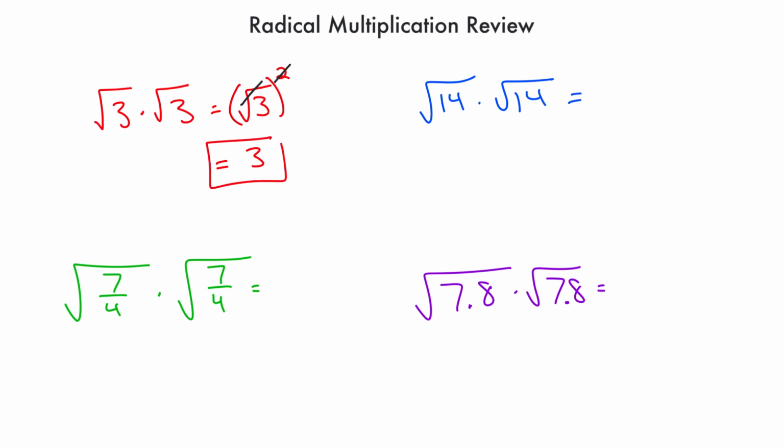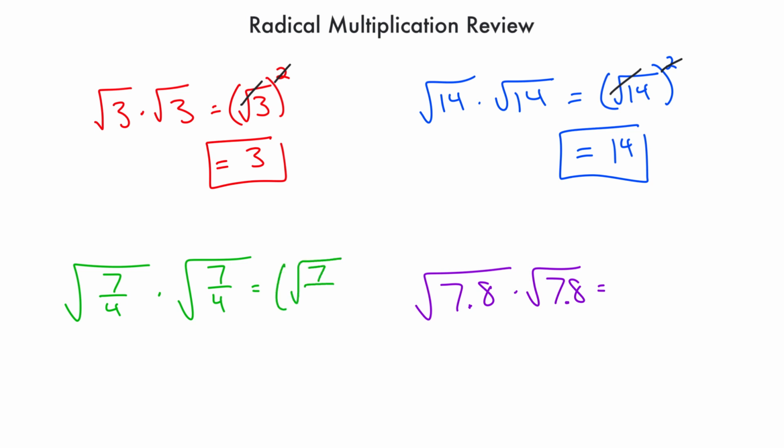The square root of 14 times the square root of 14 could be rewritten as the quantity of the square root of 14 quantity squared. And again, the square root and the square undo one another, which is why the answer to this is just 14. It even works with fractions. The square root of 7 over 4 times the square root of 7 over 4 is the same thing as the quantity of the square root of 7 over 4 quantity squared. The square root and the square undo one another, which is why the answer to this is 7 over 4.